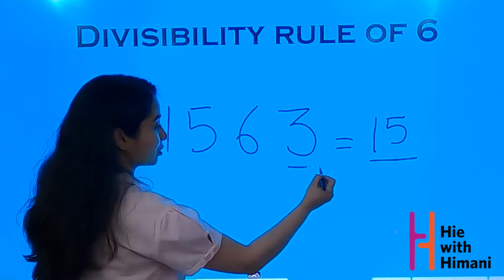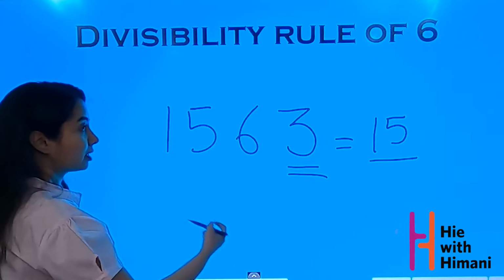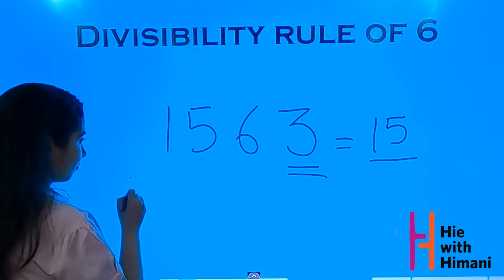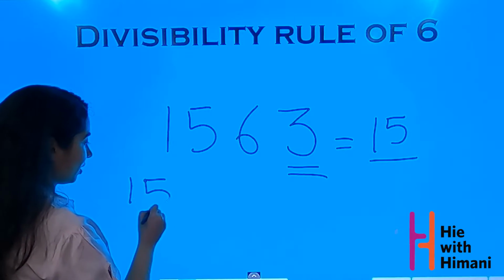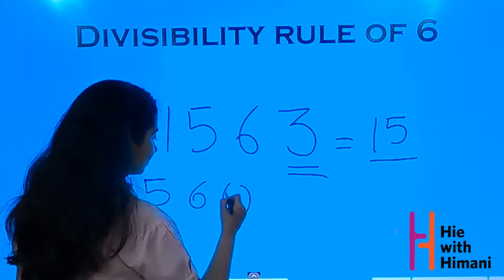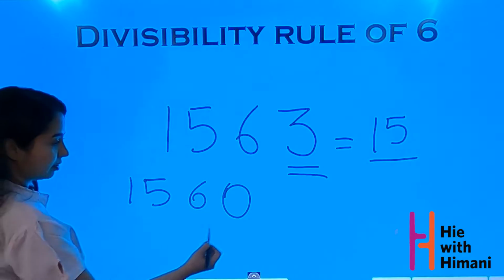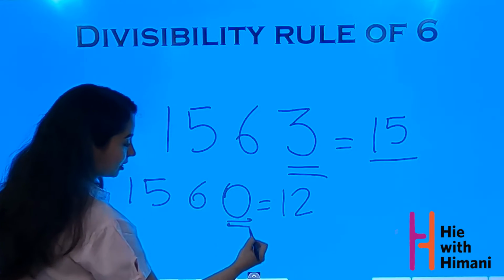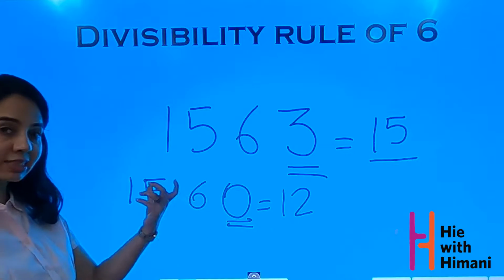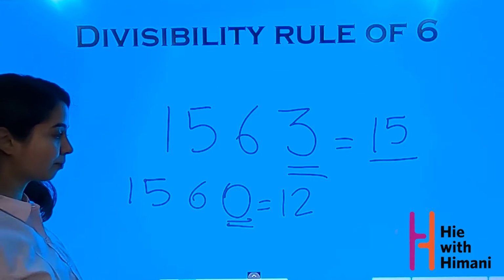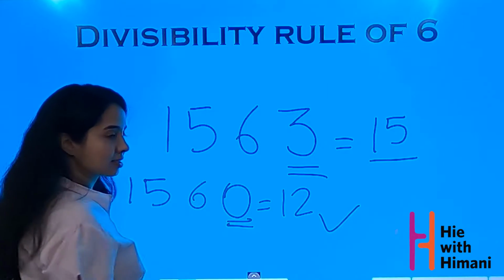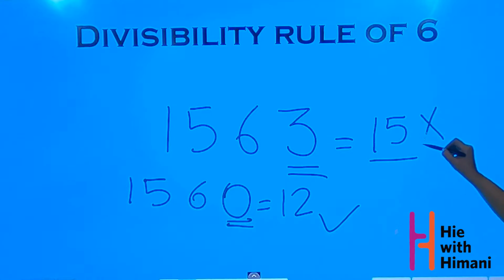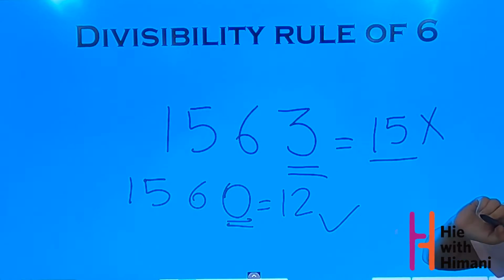But since it is not an even number, it is not divisible by 6. But if it would have been like this, 1, 5, 6, 0, now if we add this, it will become 12. And here 1560 is an even number, then this number will be divisible by 6. This number 15 will not be divisible by 6 because it was not an even number.